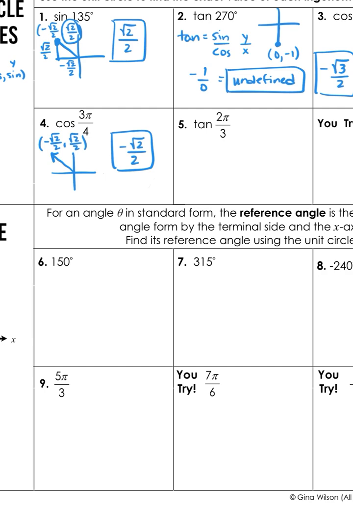And then tangent of 2 pi over 3. 2 pi over 3 is in this quadrant up here, and the points are going to be negative 1/2, and then square root of 3 over 2. And so to find the tangent, I put the y coordinate over the x, or we'll say sine over cosine. So square root of 3 over 2 divided by negative 1/2 is just going to give me negative square root of 3.